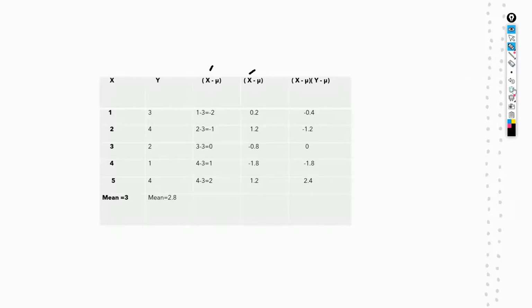Multiplying these two: minus 2 into 0.2 equals minus 0.4, and minus 1 into 1.2 equals minus 1.2, 0 into anything is always 0, 1 into minus 1.8 equals minus 1.8, and 2 into 1.2 equals 2.4. These are the values we found for (x minus mu) into (y minus mu).